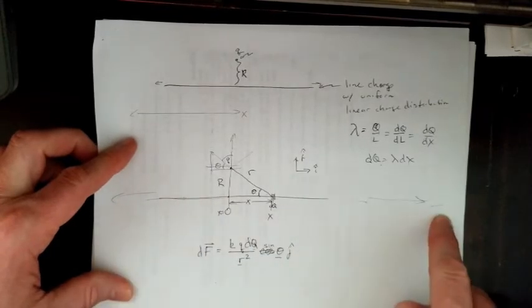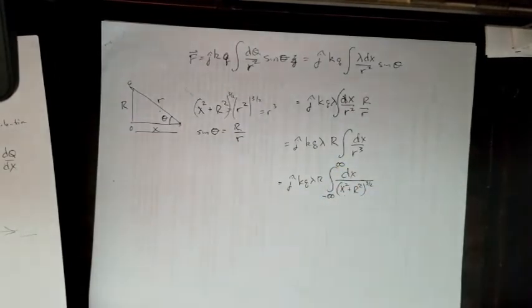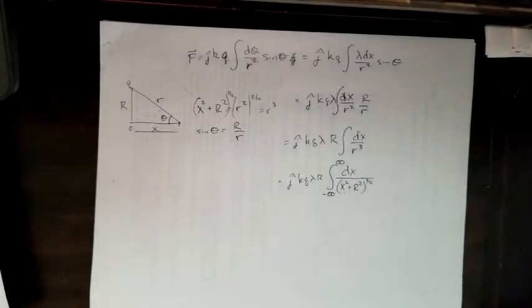So basically it's going to be going from negative infinity to positive infinity. So negative infinity to positive infinity. And that is the math problem. Now the question comes down to, how do you solve this?